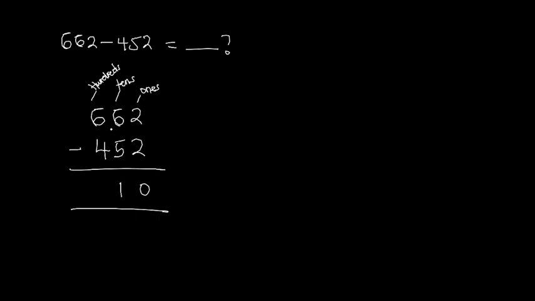Now let's move on to the hundreds column. We have 6 over here, we have 4 over here. So 6 minus 4, that will give us 2. So our final answer over here is 210. Alright, so let's have a look at another example. So we have 519 minus 290. What is going to be our answer over here?